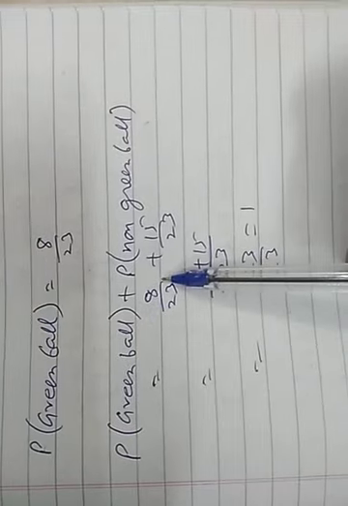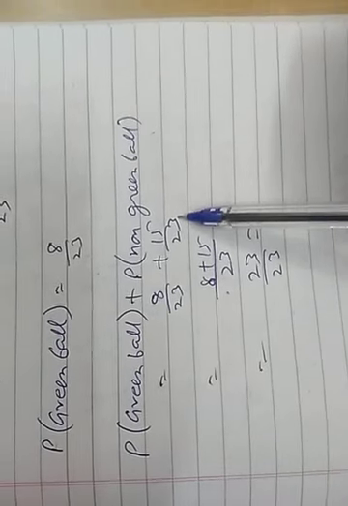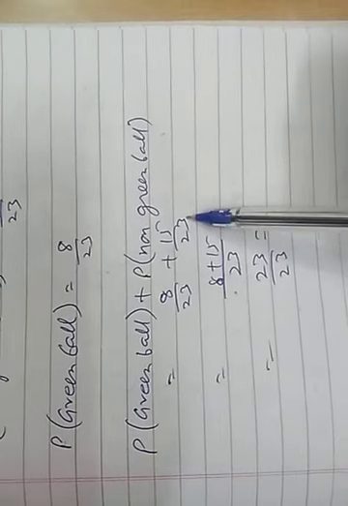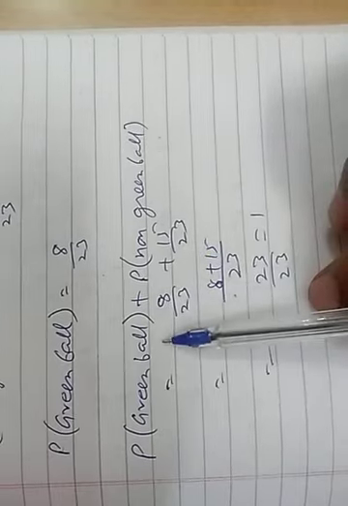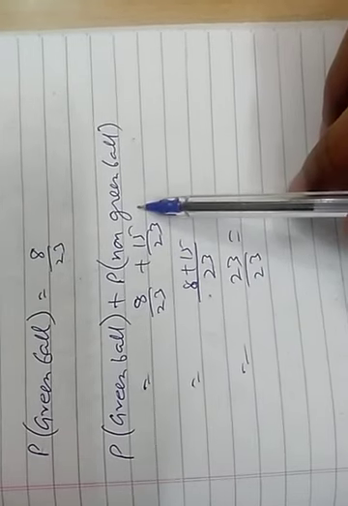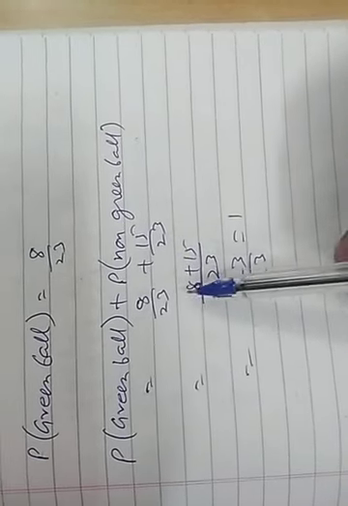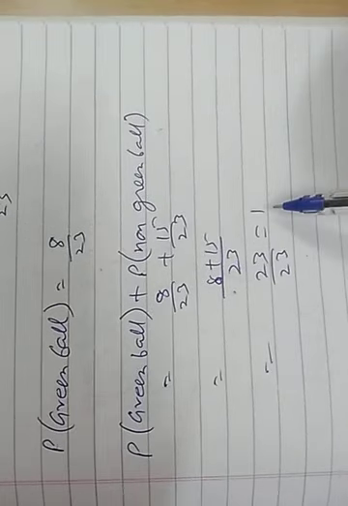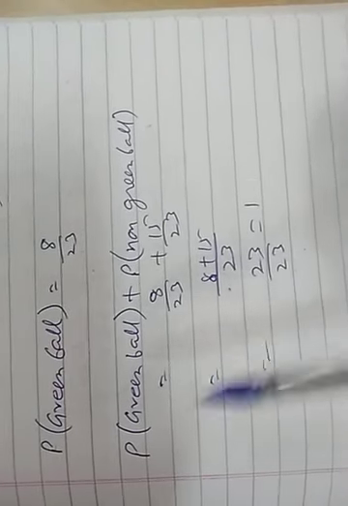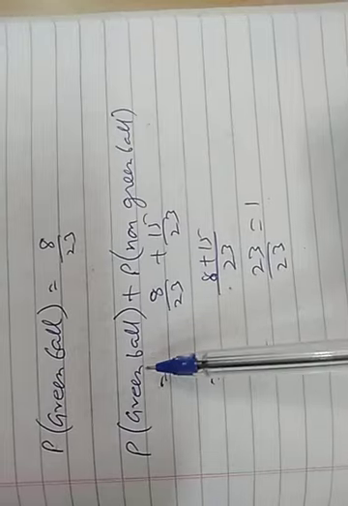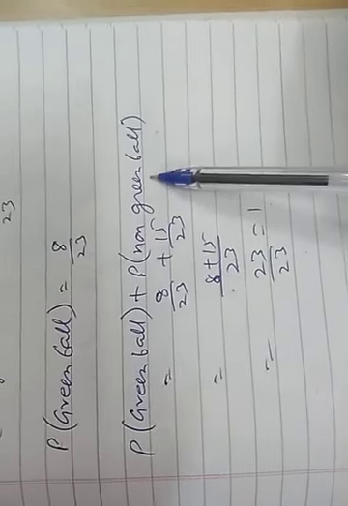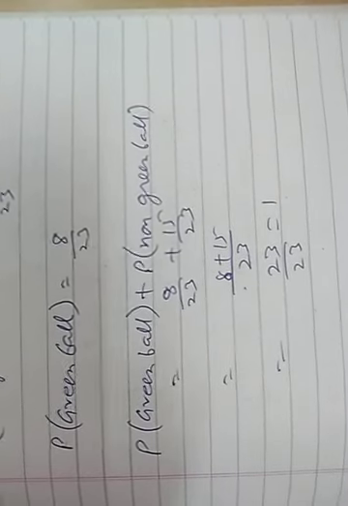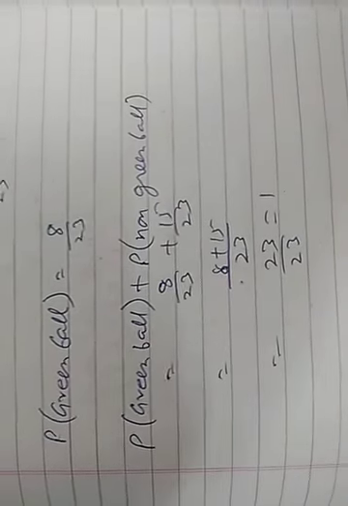So the probability of getting a green ball will be 8 by 23, and the probability of not getting a green ball will be 15 by 23. So the sum of the probability of a green ball and the probability of not getting a green ball will be again 23 by 23, that is 1. So here again we observe that the sum of the probability of an event E and the probability of not E, that means not getting the event, will be equal to 1.